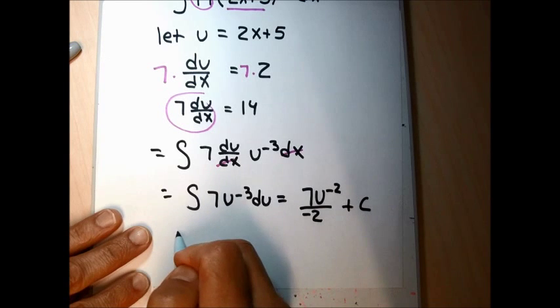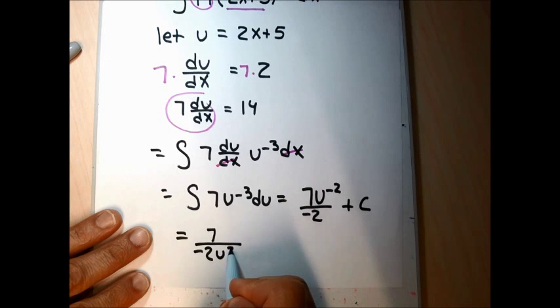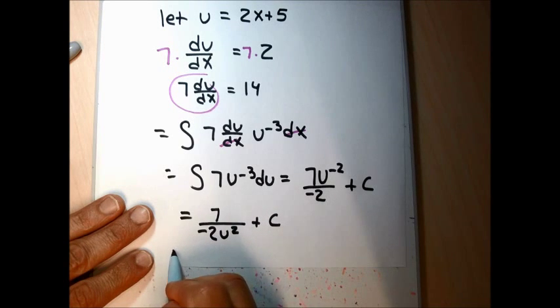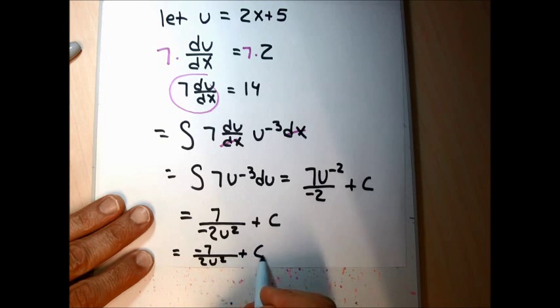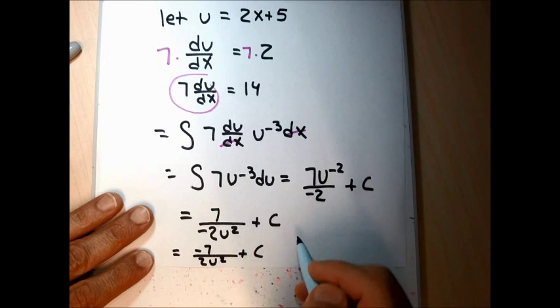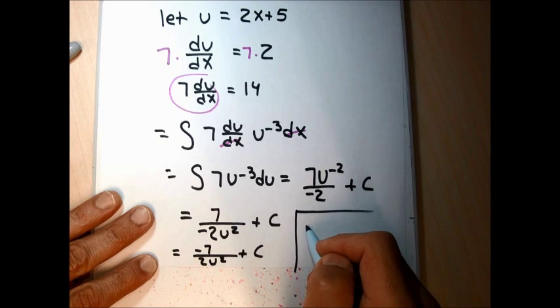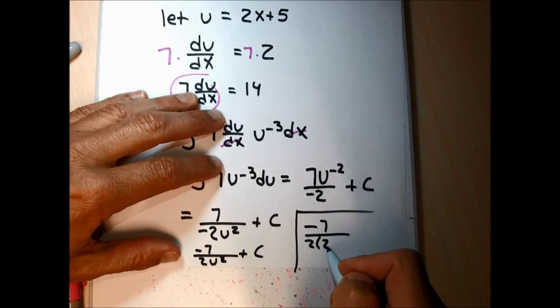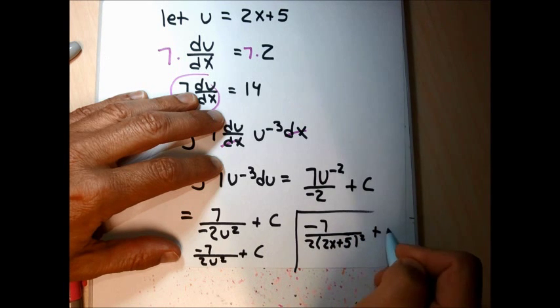I'm going to move the u down to the denominator to make its exponent positive. I'm going to move the negative up to the numerator because the denominator just has a monomial in it, and I don't like negatives in the denominators of fractions when I can get rid of them. So I don't know if that's readable, but that's a negative 7 over 2u squared plus c. And now I'm going to write my answer by changing the u to a 2x plus 5. So for my answer, it's going to be negative 7 over 2 times 2x plus 5 squared in the denominator. I'm going to leave it like that, plus c.